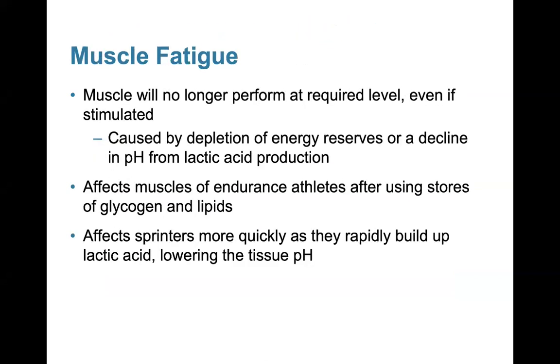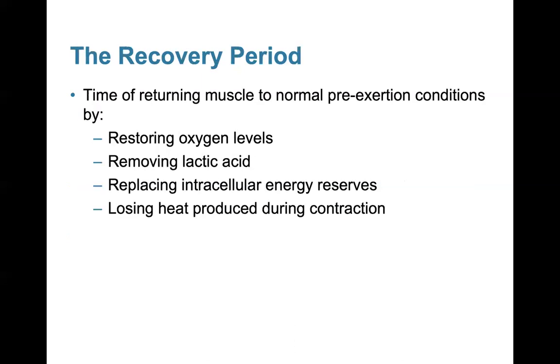Now, muscle fatigue is when the muscle will no longer perform at the required level, even if it's stimulated. This is caused by depletion of energy reserves or a decline in pH from lactic acid production. This affects muscles of endurance athletes after using stores of glycogen and lipids. It affects sprinters more quickly as they rapidly build up lactic acid, lowering the tissue pH.